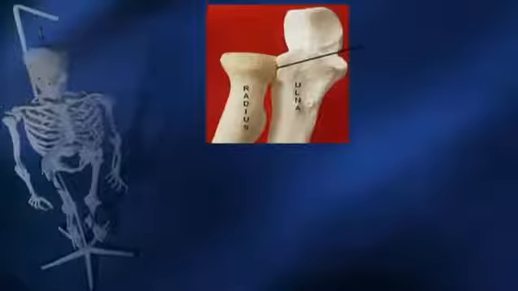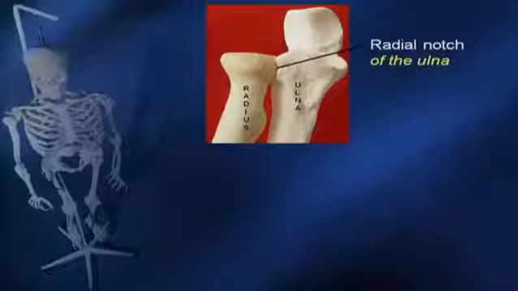What do they name that? It's not fully visible in what you see on the screen, but the arrow's pointing to it. So what's the system that they're going to use for naming? They're going to call it the radial notch of the ulna. So there's a little groove on the ulna for the head of the radius, and the naming system is the same as what we described before.